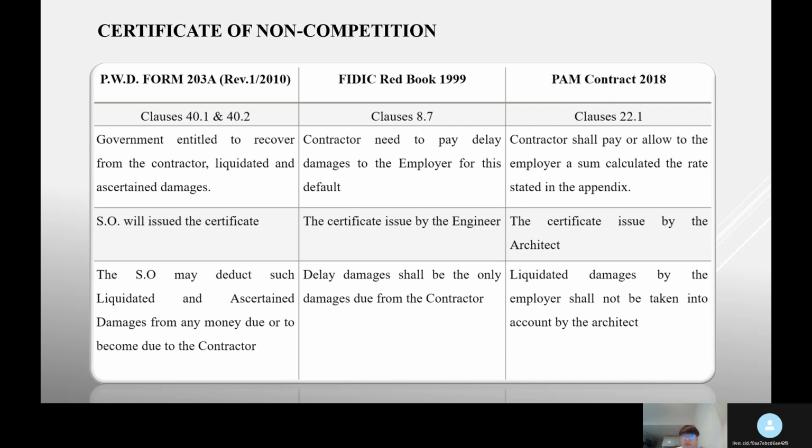Next, PAM Contract 2018, clause 22.1. The contractor should pay or allow to the employer a sum calculated at the rate stated in the appendix. The certificate is issued by the architect. Liquidated damages by the employer should not be taken into account by the architect.